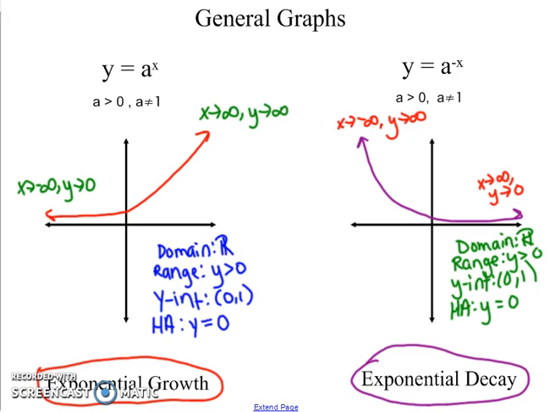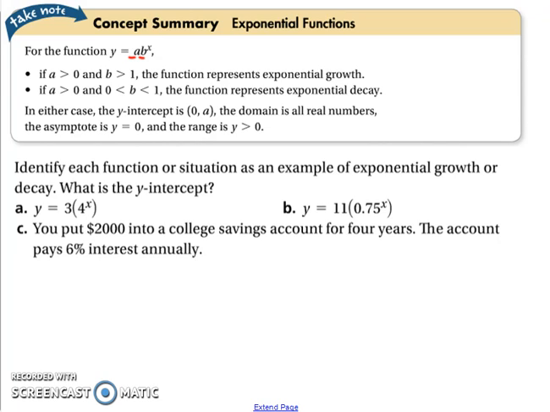Whatever's attached to that exponent, in this case the b is attached to the exponent. So b, if it's greater than 1, it's a growth. If b is a fraction, if it's between 0 and 1, it's a decay. A always has to be greater than 0. In either case, the y-intercept is (0, a).